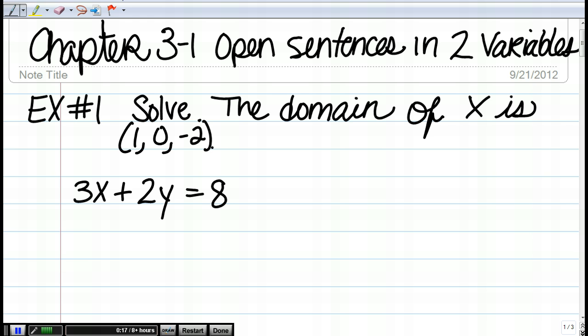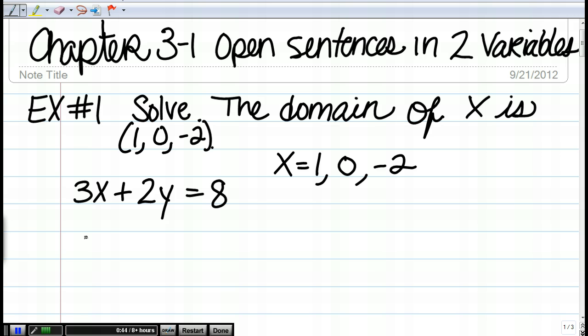Example number 1, we are going to solve this equation right here. It says the domain of x is 1, 0, and negative 2. All that means is that you are going to plug in 1 where you have an x, 0, and negative 2. So you're going to solve when x is 1, what is y? When 0 is x, what is y? When negative 2 is x, what is y?